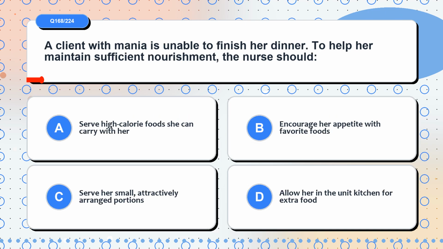Question 168. A client with mania is unable to finish her dinner. To help her maintain sufficient nourishment, the nurse should. Here are the options. Option A. Serve high-calorie food she can carry with her. Option B. Encourage her appetite with favorite foods. Option C. Serve her small, attractively arranged portions. Option D. Allow her in the unit kitchen for extra food.